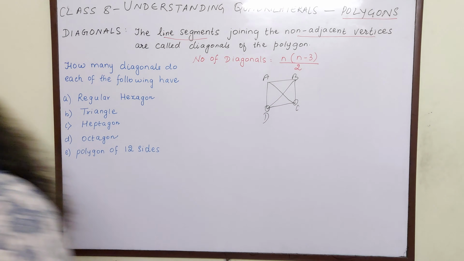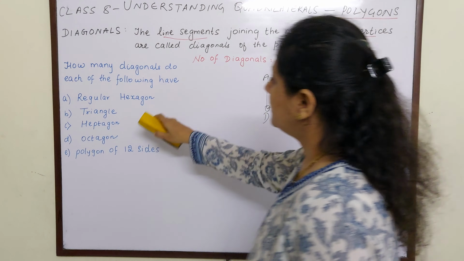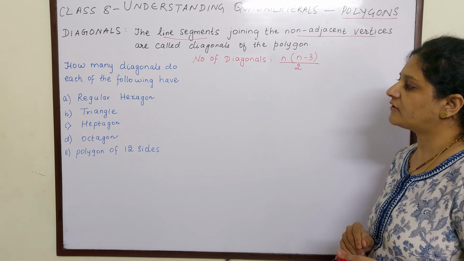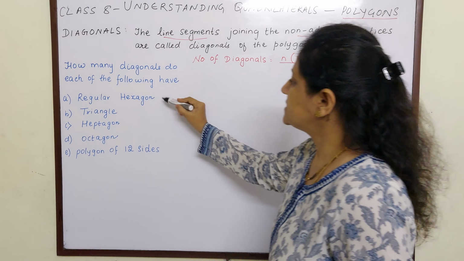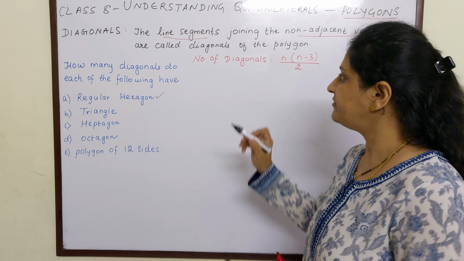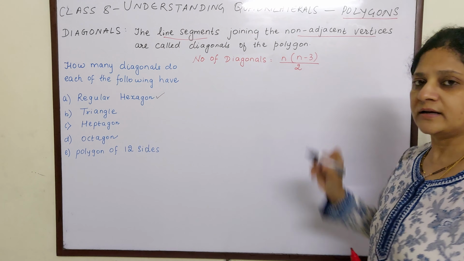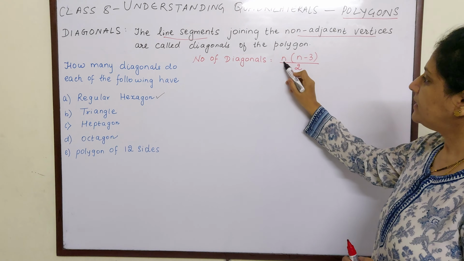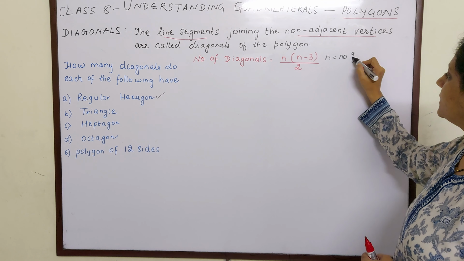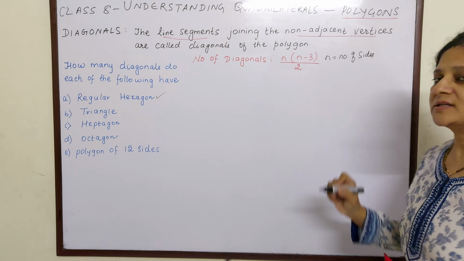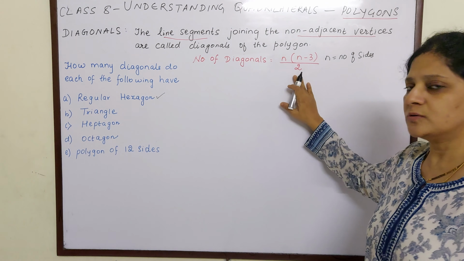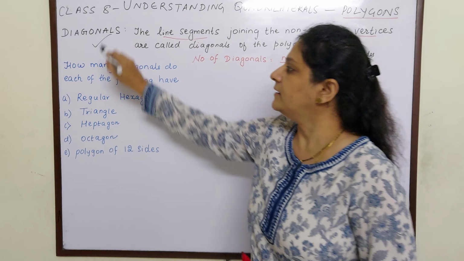So let us start with how to find diagonals in a regular hexagon. Our question is, how many diagonals do each of the following have? First one is a regular hexagon. Now we know a hexagon is a six-sided figure. So the formula to find the number of diagonals is n(n minus 3)/2. And what is n? n is the number of sides. So it is very important for us to know the number of sides, then only we can use this formula to find diagonals.